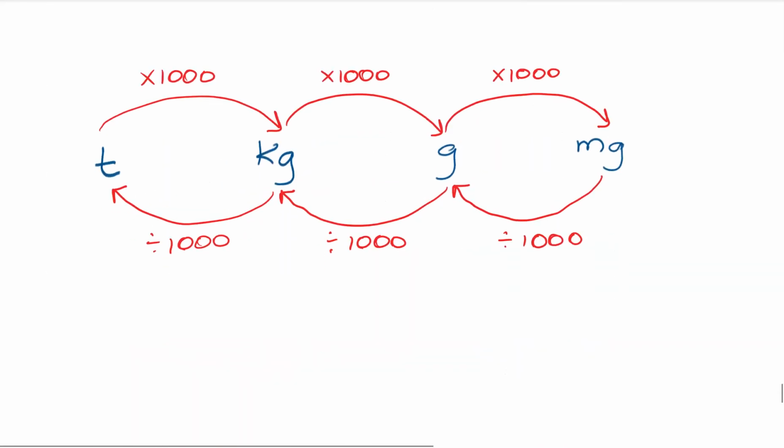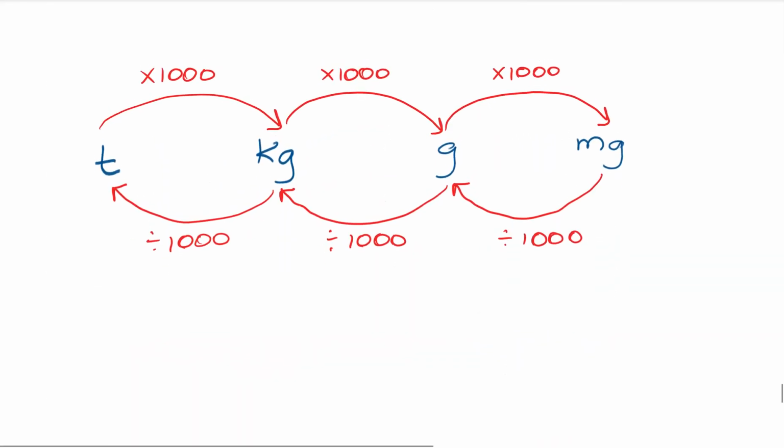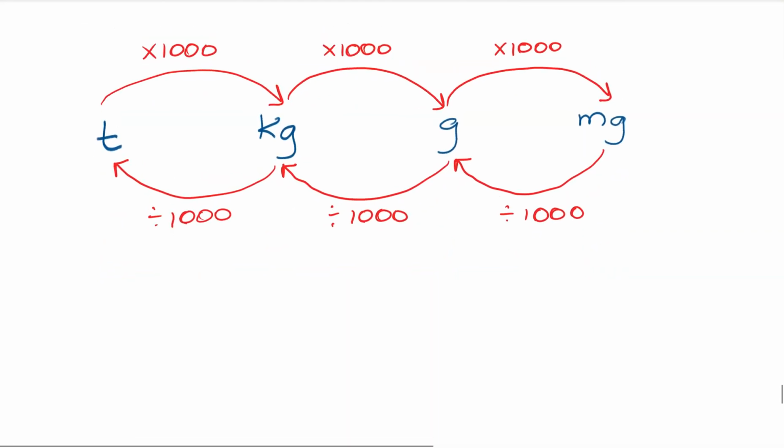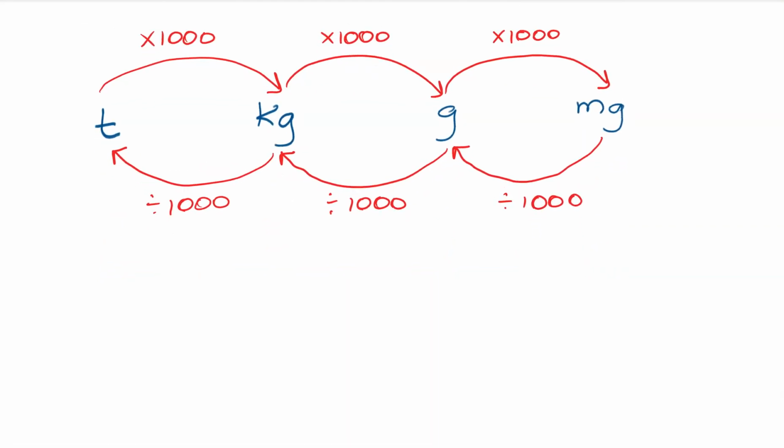Moving on, let's look at mass. We can do mass as well. For mass, we've got tons, kilograms, grams, and milligrams. Again, going from tons to kilograms, it's multiplied by 1,000. From kilograms to grams, it's multiplied by 1,000. From grams to milligrams, it is multiplied by 1,000 as well.